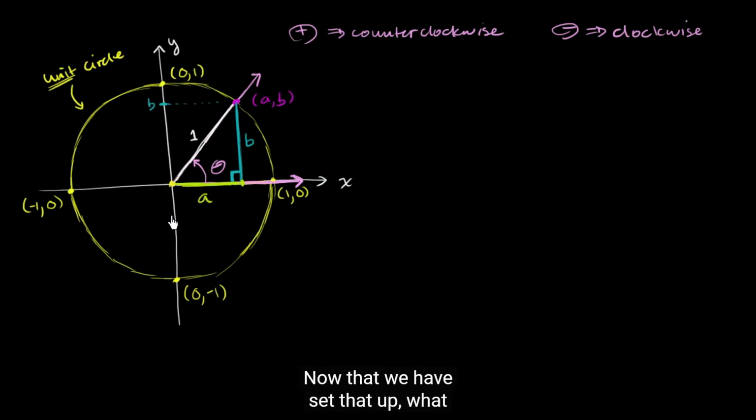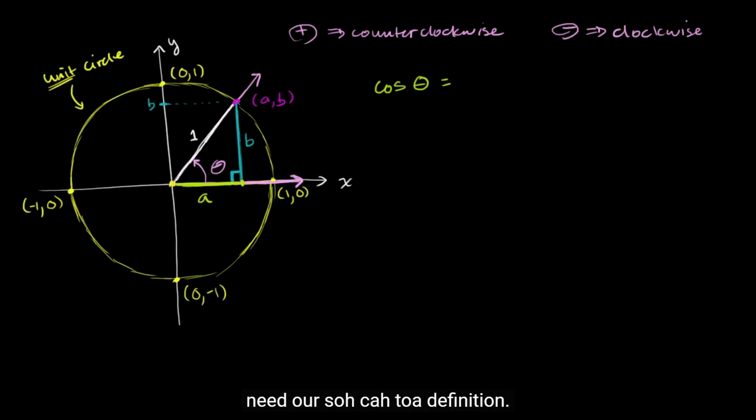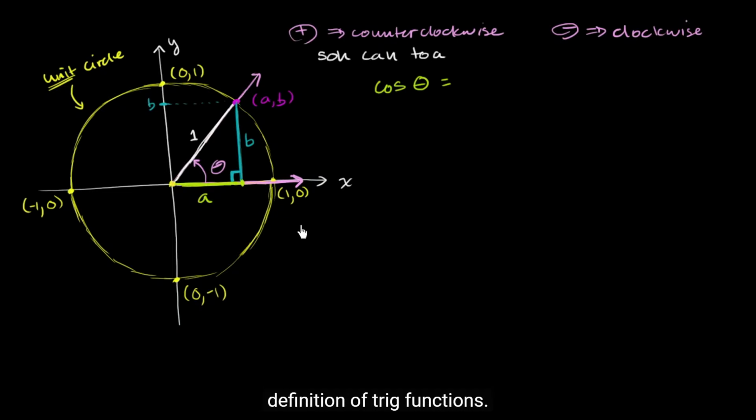Now that we have set that up, what is the cosine of my angle going to be in terms of a's and b's and any other numbers that might show up? Well, to think about that, we just need our SOHCAHTOA definition of trig functions. That's the only one we have now. We are actually in the process of extending it.